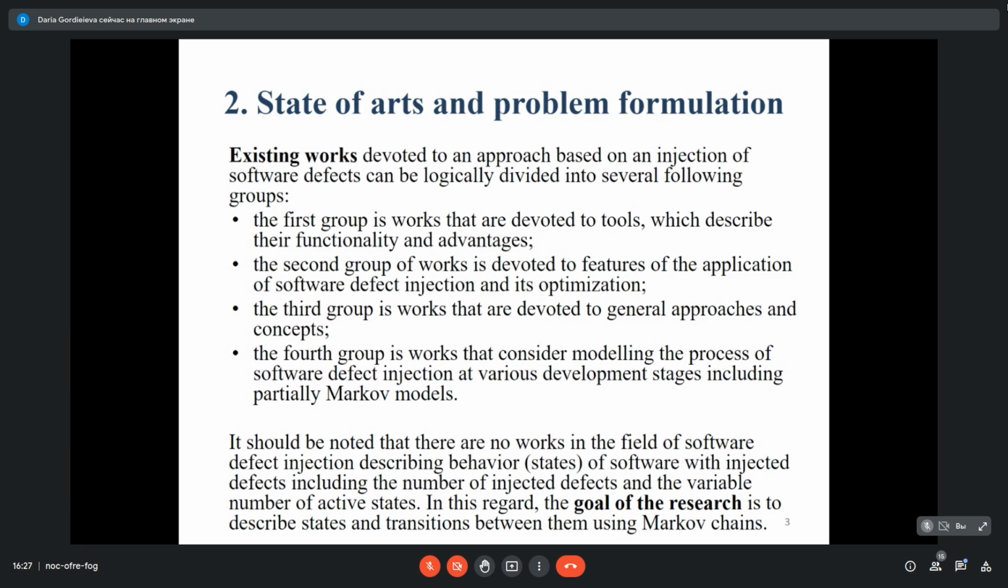It should be noted that there are no works in the field of software defect injection describing behavior of software with injected defects, included the number of injected defects and the variable number of active states. In this regard, the goal of this research is to describe states and transitions between them using Markov chain.